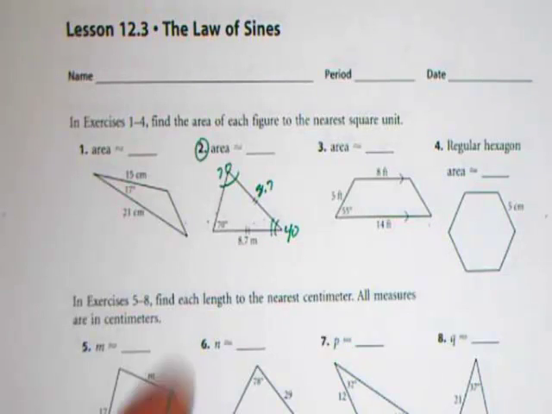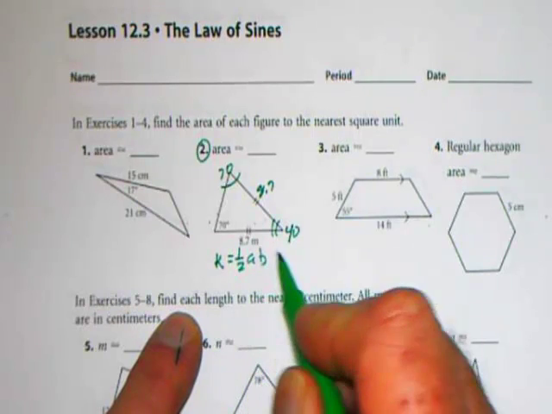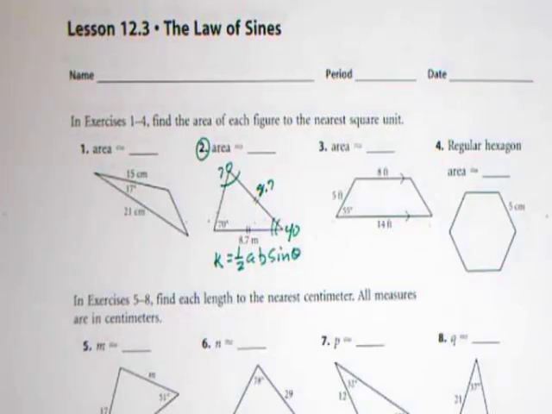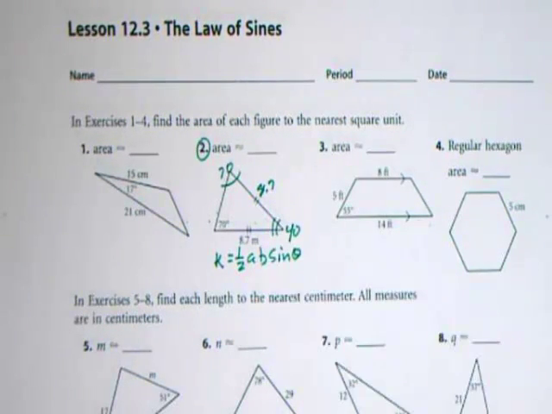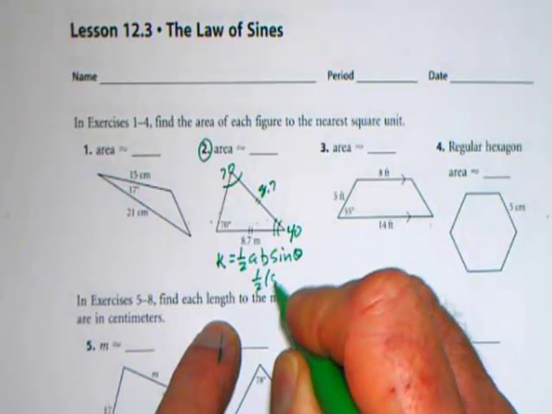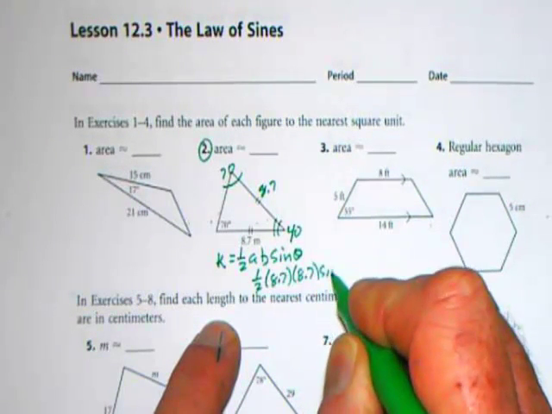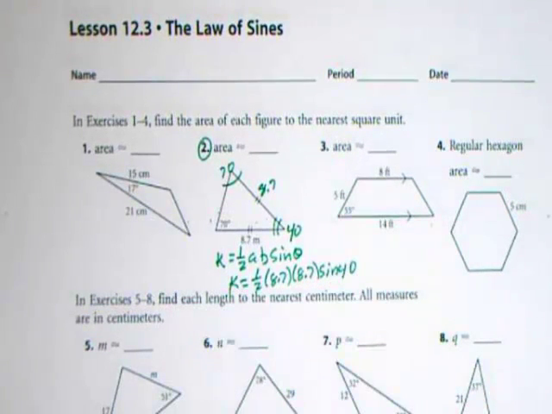So I could use the K equals 1/2 AB sine theta formula, because 40 is the included angle between the two sides. It's the hinge, and the two sides are 8.7, and the other one's 8.7. So I have 1/2 times 8.7 times 8.7 times sine of 40 to calculate the area for number 2.